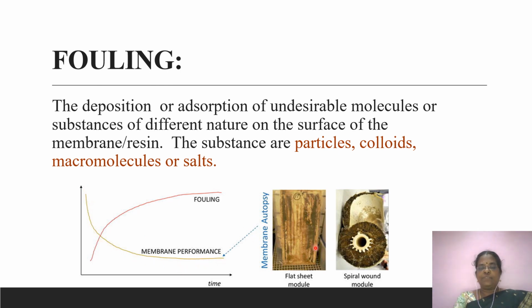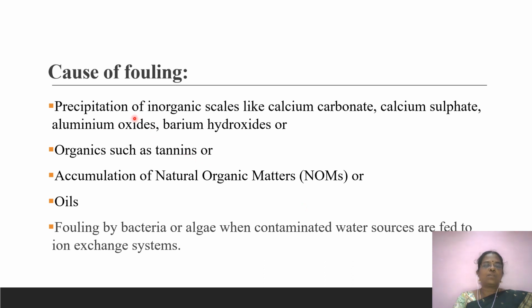You can see in the figure how the fouled material looks. If it is resin, the material gets adsorbed onto the surface of the resin and the size of the resin increases, right? So we need to clean the surfaces and bring the resin back to its original surface. We'll see that the cleaning of resin is different from the cleaning of a membrane. So what are the causes of fouling here?